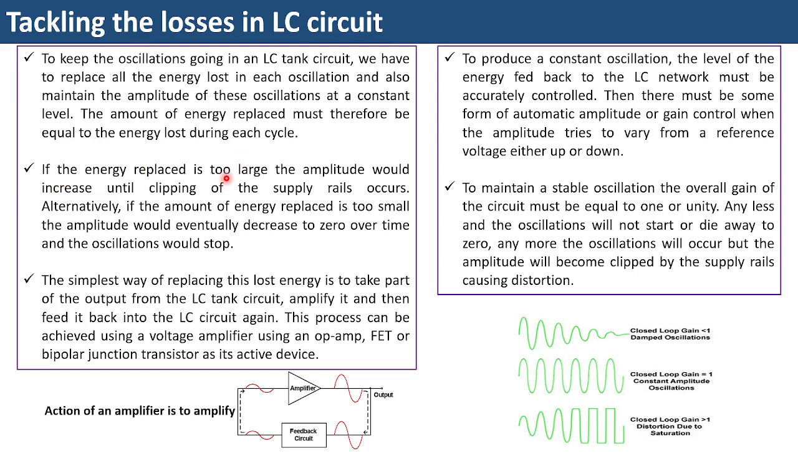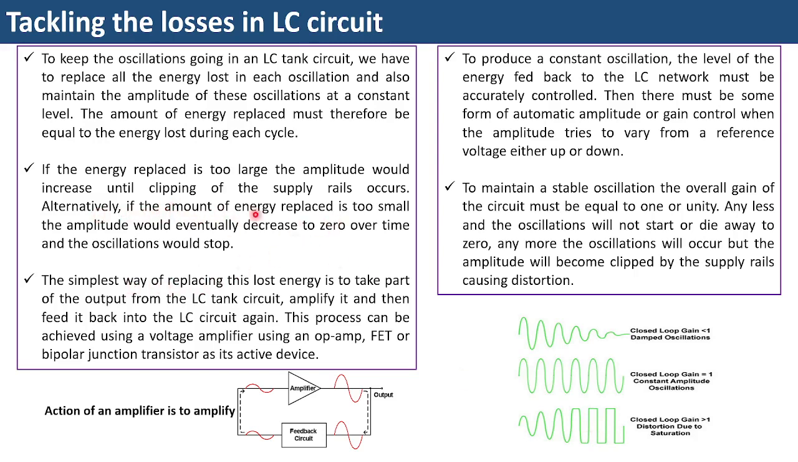Now, if the energy replaced is too large, the amplitude would increase until clipping at the supply rails occurs. For example, here you can see, if I amplify more energy than whatever damping has occurred in the circuit, and we feed a slightly larger signal, what will happen? We will have a gain parameter greater than 1, and the oscillations will grow gradually. This is something we do not want. We want sustained oscillation. This is the perfect condition which we want. We want neither of the others.